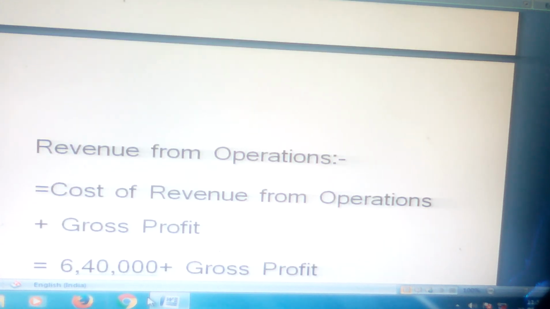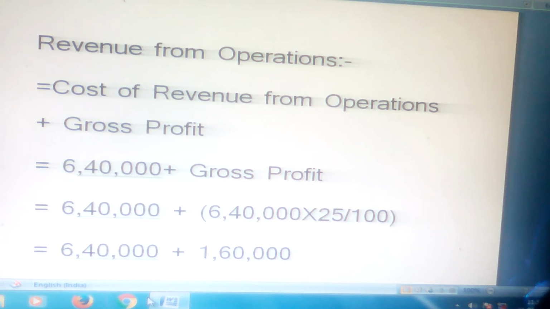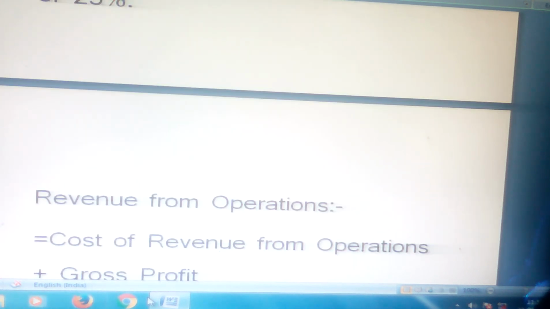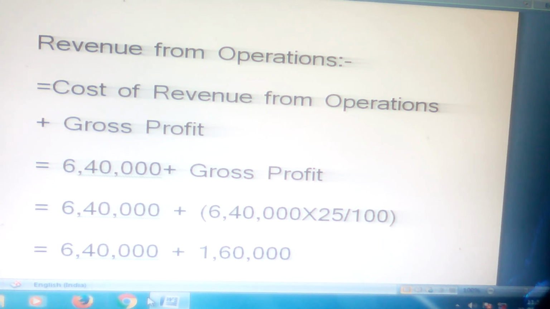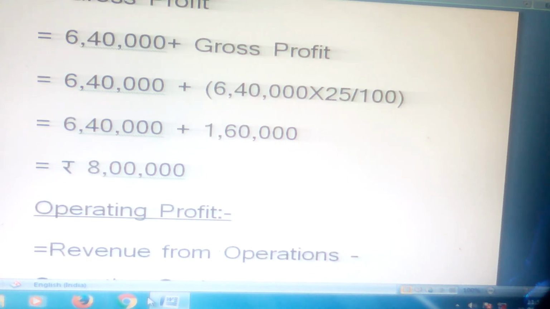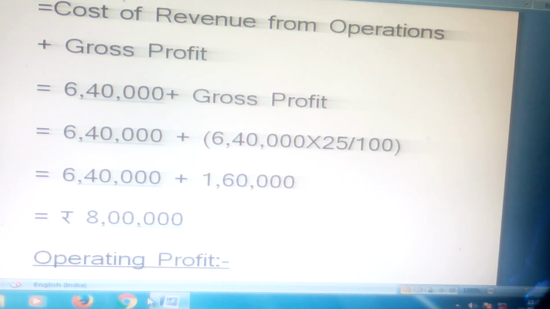When you calculate it now, easily, our revenue from operations is cost of revenue from operations plus gross profit. So 6,40,000 plus gross profit. Gross profit is 20 by 80, or 1/4, nothing but 25% of the cost of revenue from operations, which you get as 1,60,000. When you add it together, you get 8 lakhs. That's our revenue from operations: 6,40,000 cost plus gross profit 1,60,000 gives 8 lakhs.